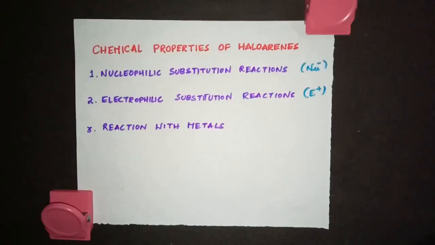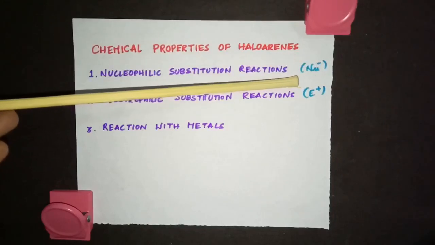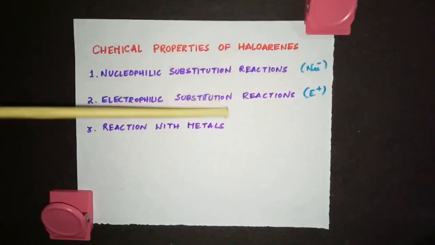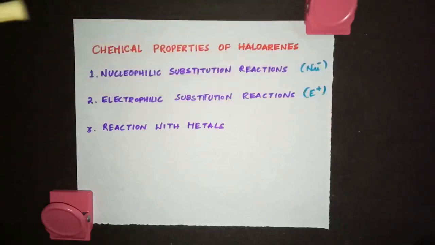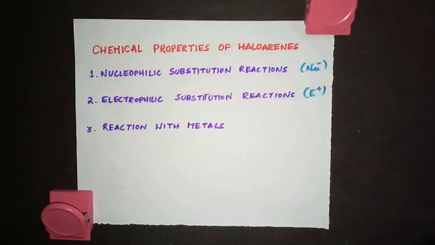See the chemical properties of haloarenes. They undergo nucleophilic substitution reaction, which means what is the attacking agent? A nucleophile is the attacking agent, which carries a negative charge. And the second one is electrophilic substitution reaction, in which the attacking agent is an electrophile, which carries a positive charge. And the last one is the reaction of haloarenes with metals. So these are the 3 types of reactions which haloarenes will undergo, that we are going to see under the chemical properties of haloarene. So we will start with nucleophilic substitution reactions.